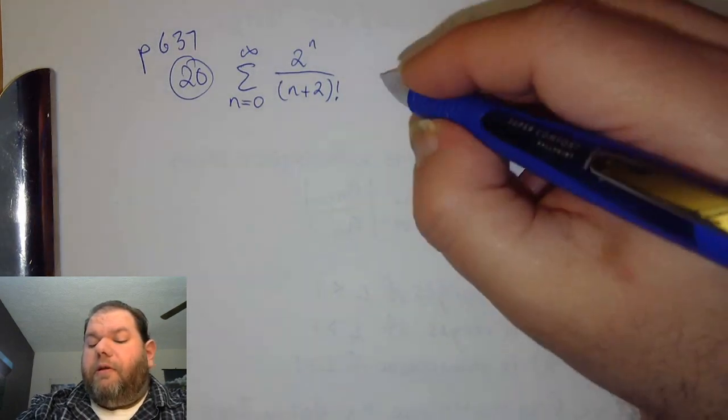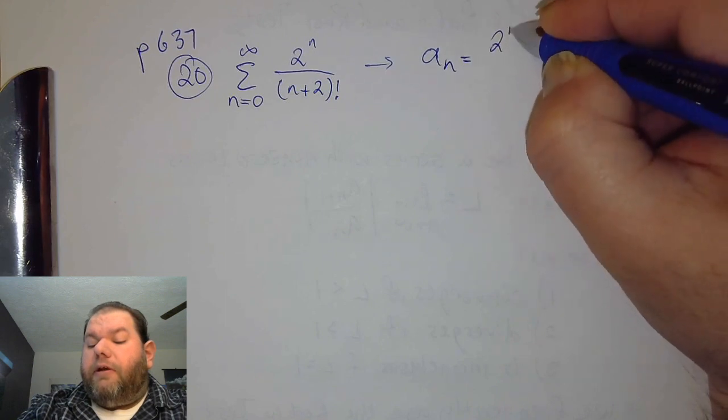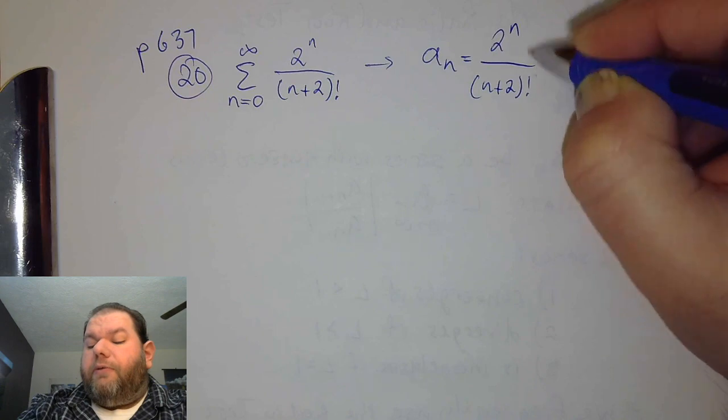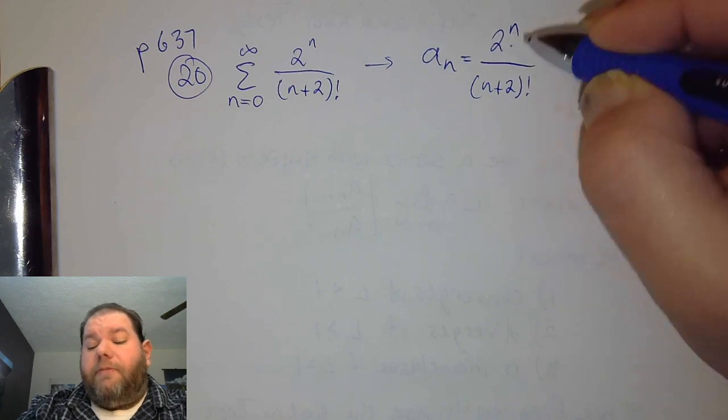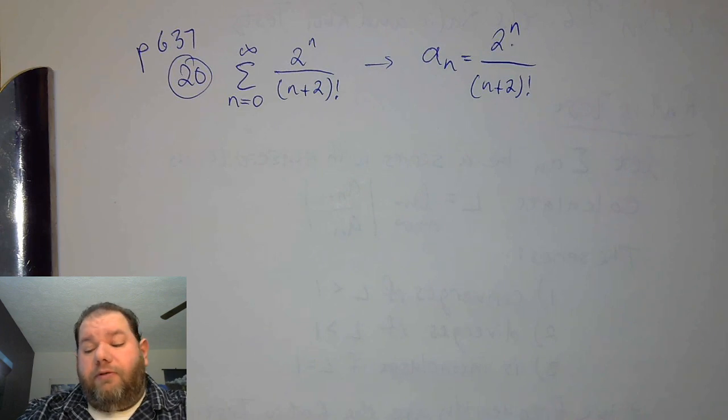Okay. So that means a sub n is 2 to the n over n plus 2 factorial. Now we notice that we have an exponential term on top and a factorial on the bottom. So that goes along with what we said before. We have those two types of terms, so we can utilize the ratio test for sure in this. Even if we weren't told to use the ratio test, that's the one that we would have to use here.